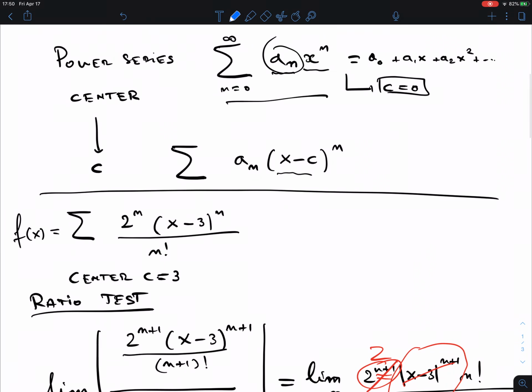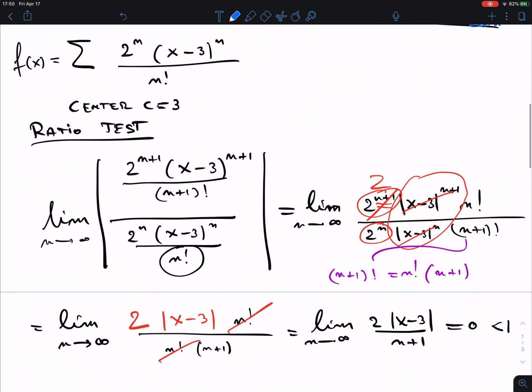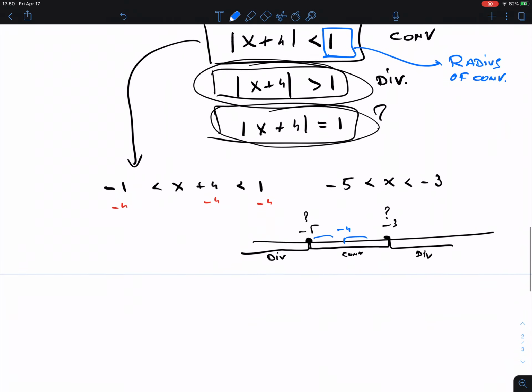In general, we have a center. We have |x minus c| less than r. So we get a condition using the ratio test, and we solve until we get an inequality of this type, and then this is what we call the radius of convergence. I'll do an example if it's not clear what I mean here, right away. Okay. So the radius of convergence is 1.